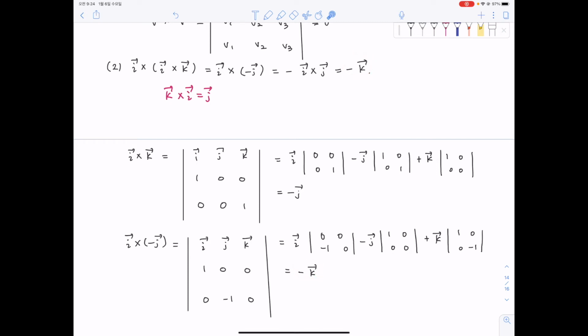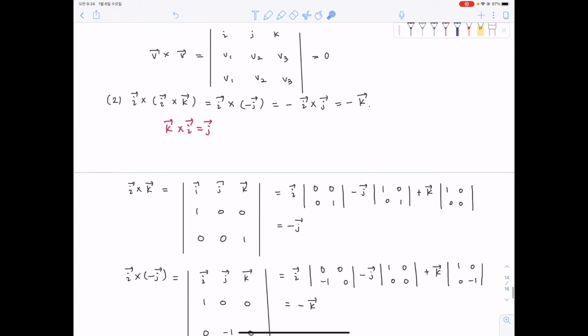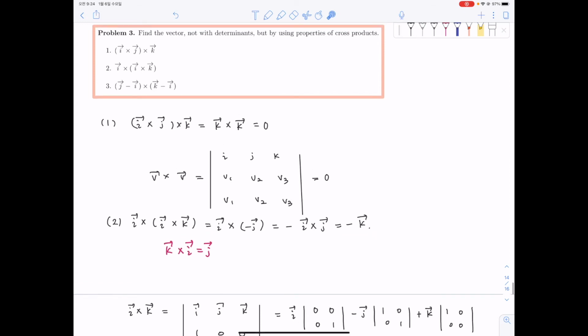So you can check that these are the same answer. So you don't need to calculate it using the definition of this cross product. You can check the answer by using only the properties of cross products. Okay.